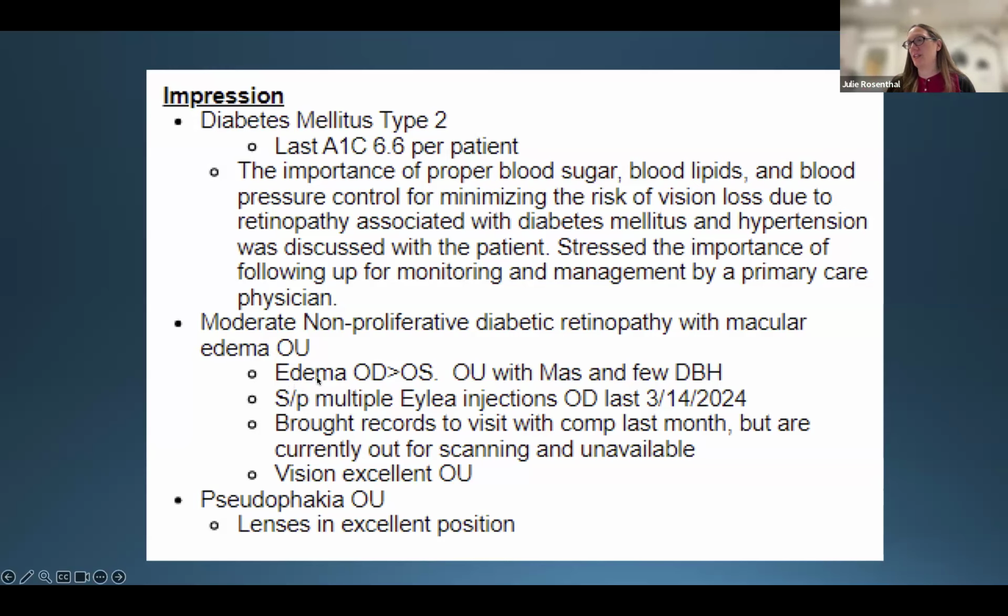Then this note says this patient has macular edema, so swelling in the center of the macula of the retina. And we like to use OD for right eye, OS for left eye, OU for both eyes. And then this person has some microaneurysms and a few dot blot hemorrhages. And they've had treatment for macular edema with injections into their eye.